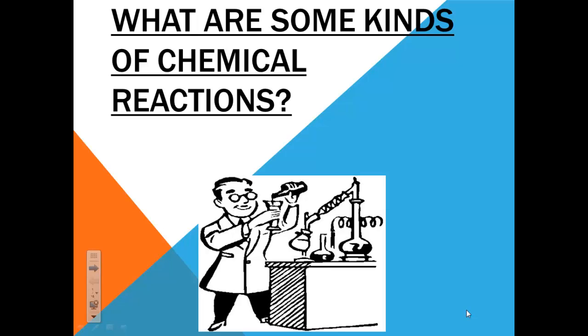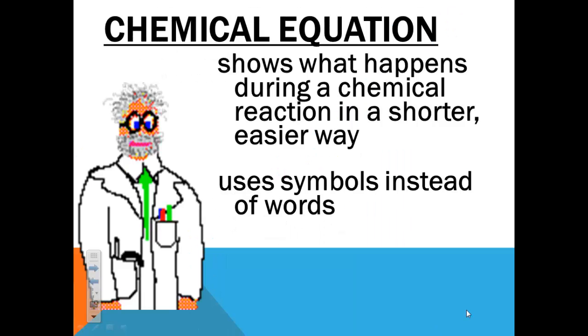In the second video of this chapter, we are going to learn about kinds of chemical reactions. Chemical changes occur during chemical reactions. There are several different kinds of chemical reactions. A special kind of sentence called a chemical equation shows what happens during a chemical reaction.